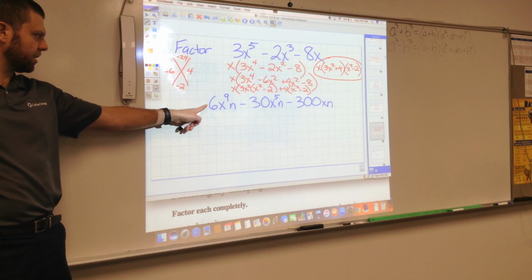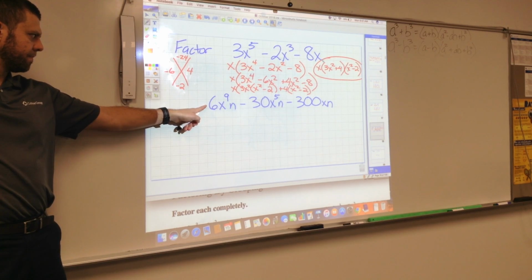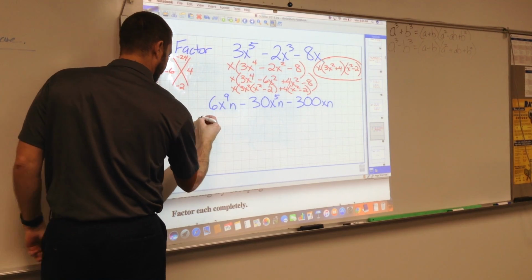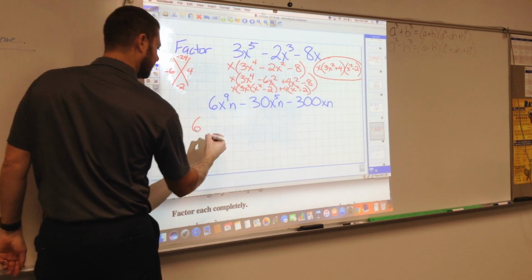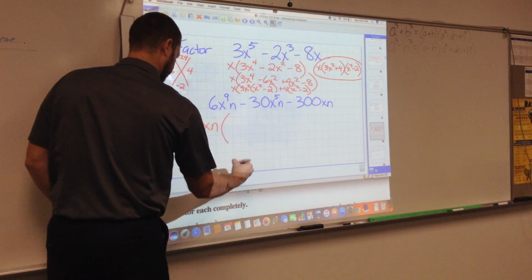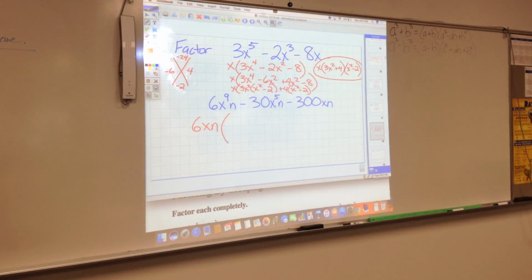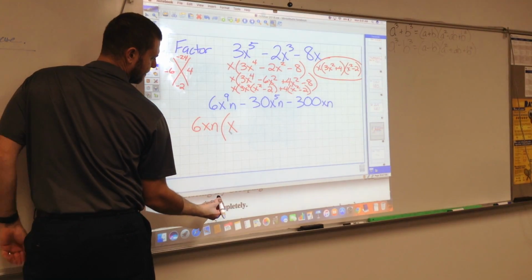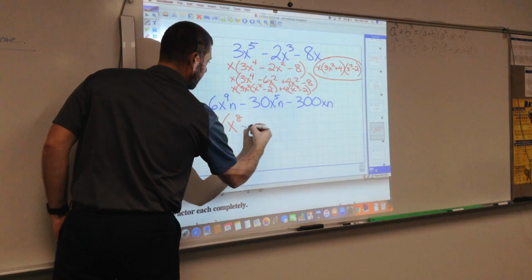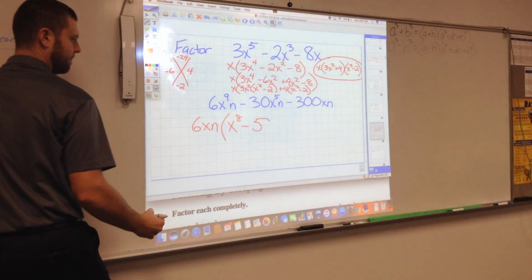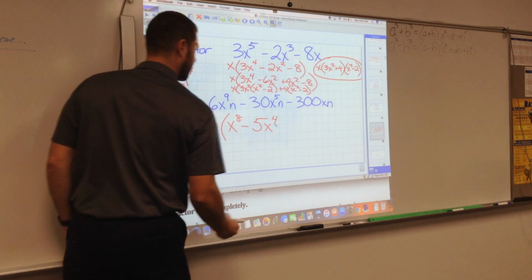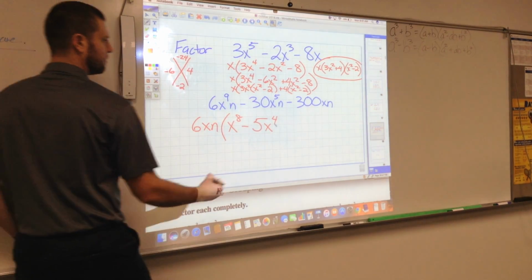Next one, first step. Greatest common factor. 6 what? 6x. Then I have x to the 8 minus 5x to the 4th minus 50.